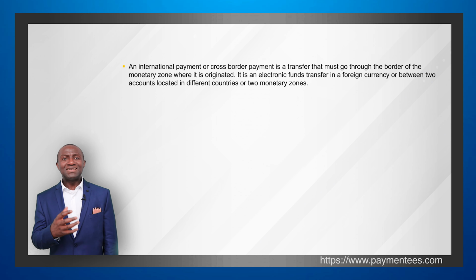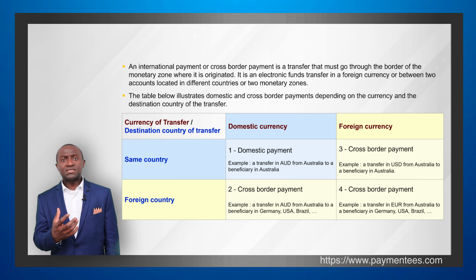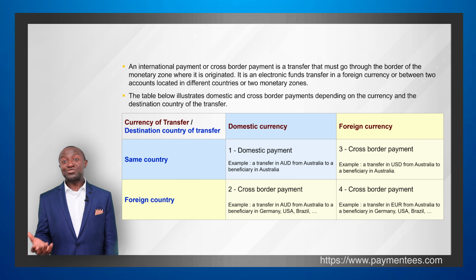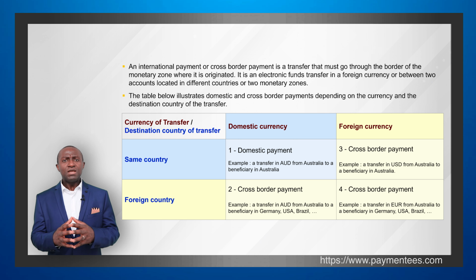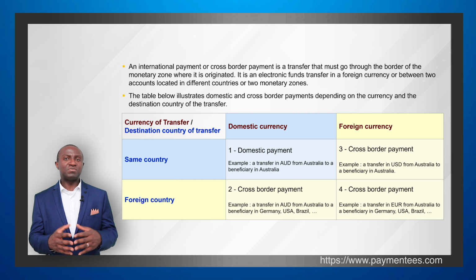Here, both destination and currency of the payment play an important role. The table you see here illustrates domestic and cross-border payments depending on the currency and the destination country of the transfer. We assume that the country where the transfer is originated is Australia, but you can take any other country or monetary zone. There are 4 quadrants. Quadrant 1 depicts domestic payments. If the currency of transfer is the national currency and the destination country of transfer is the same country, then it is a domestic payment.